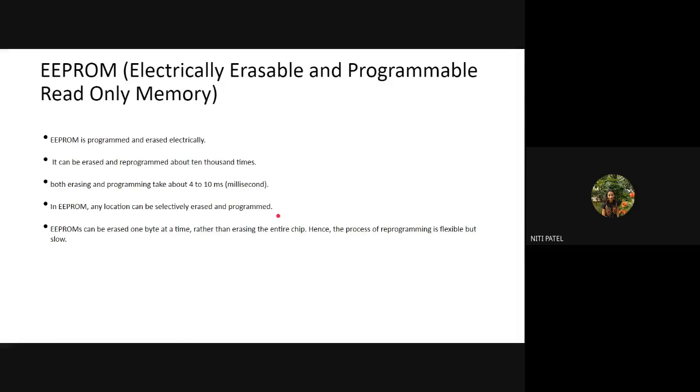So if I want to erase the data at a location, say suppose 2000H, if I want to replace some data, it is not necessary that I start from the location 000H. I can directly go to the location 2000H, erase the data and replace it with the new data. So EEPROM can be erased only one byte at a time rather than erasing the entire chip.